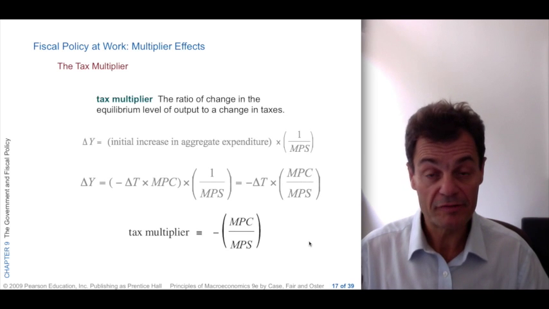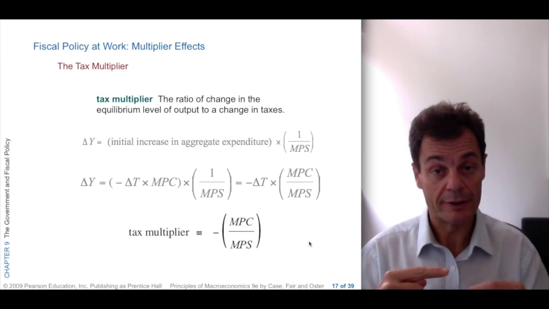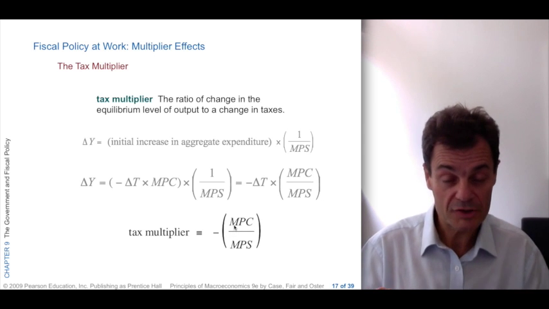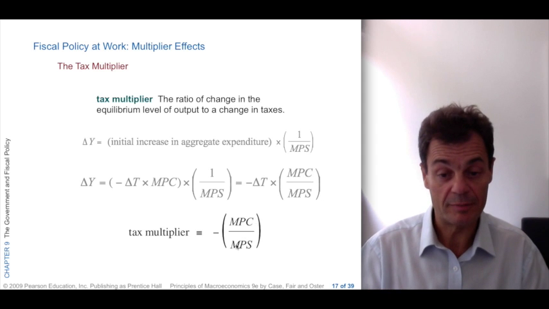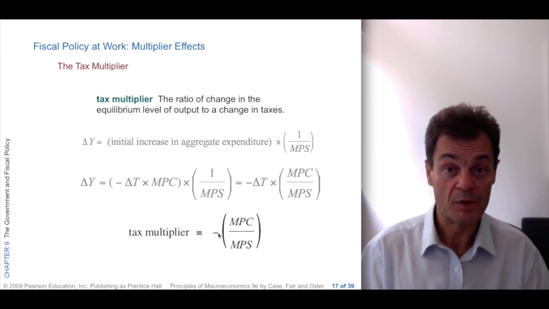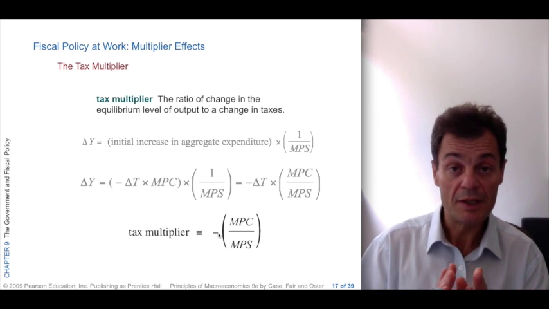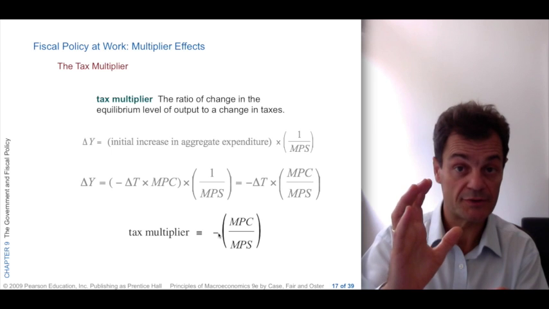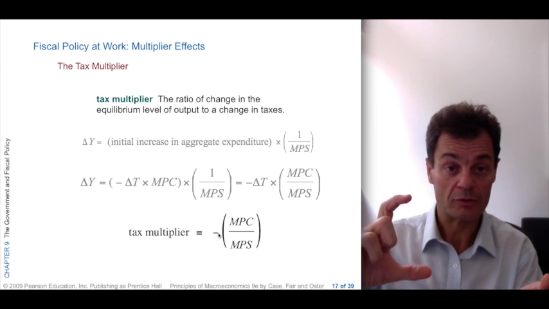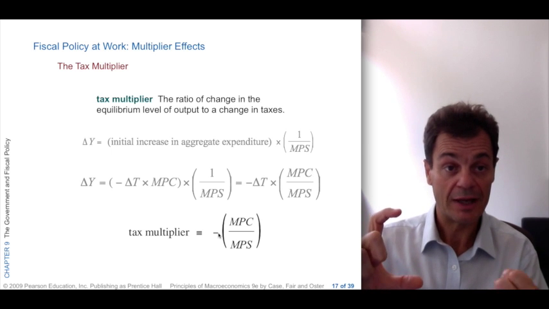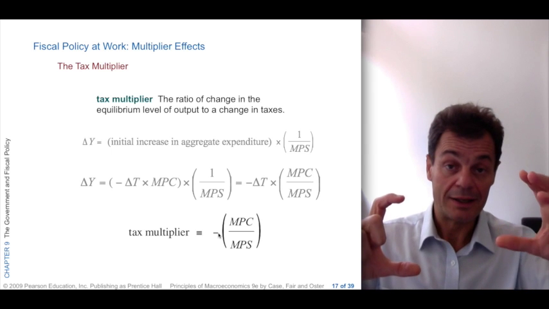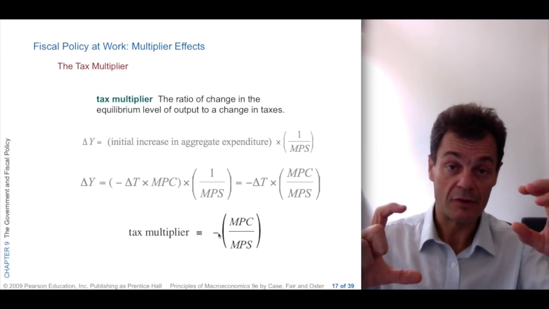The tax multiplier effect works the other way around. As you can see, it is expressed here as the ratio of the marginal propensity to consume divided by the marginal propensity to save, but there is a minus sign in front of it. And it is quite understandable. If the taxes are increased, the economic actors, firms and households, have less money to spend and or to invest. And therefore, there will be a contractionary effect on the economy.